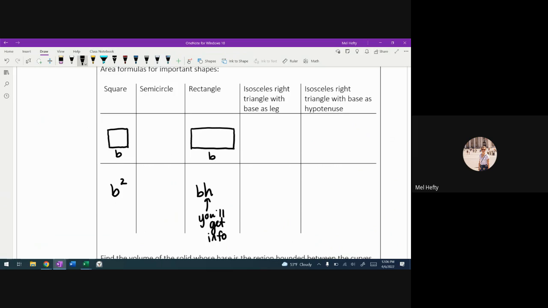Now, the semicircle is kind of the most annoying one because when we think of areas of semicircles, we don't generally think of them in terms of the diameter of the semicircle. So let's talk for a second. Here's my semicircle. Problem, this whole thing is my base. We usually don't think about that. We usually think in terms of the radius. So what's the area of a semicircle in terms of the radius?